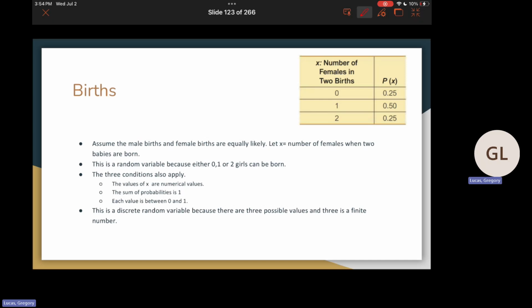So this is going to be a random variable because either 0, 1, or 2 girls can be born. And the 3 conditions are also going to apply. X are numerical values, which is needed. The sum of the probabilities is 1, and each probability is between 0 and 1. So we have our 3 conditions met. And then we say this is a discrete random variable because there are 3 possible values, and 3 is a finite number. We can count to 3, so it's discrete.